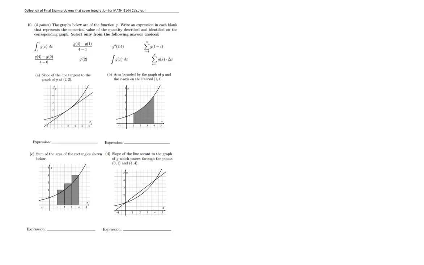All right, for the next one, it says the graphs are graphs of the function g. Write an expression in each blank that represents the numerical value of the quantity described and identified on the corresponding graph. So the slope of the tangent line to the graph at 2, 2, that will be g prime of 2. The area bounded by the graph of g and the x-axis on the interval from 1 to 4, that will be this expression, integral from 1 to 4 of g of x dx.